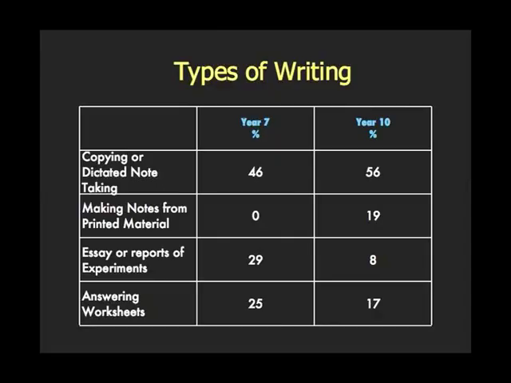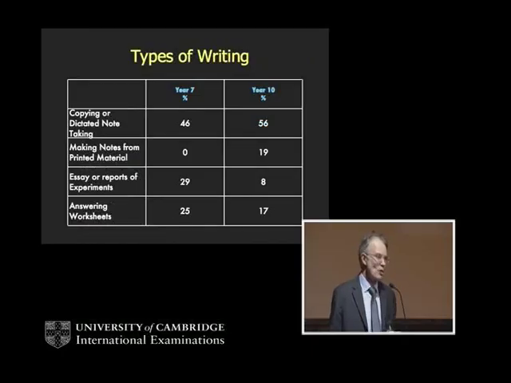Types of writing. What kinds of types of writing do you get? Again, this is from research in schools, Year 7, Year 10. Copying or dictated note-taking, Year 7, 46%, 56%. And as somebody once said, copying is a means by which the notes of the lecturer become the notes of the student without going through the mind of either.